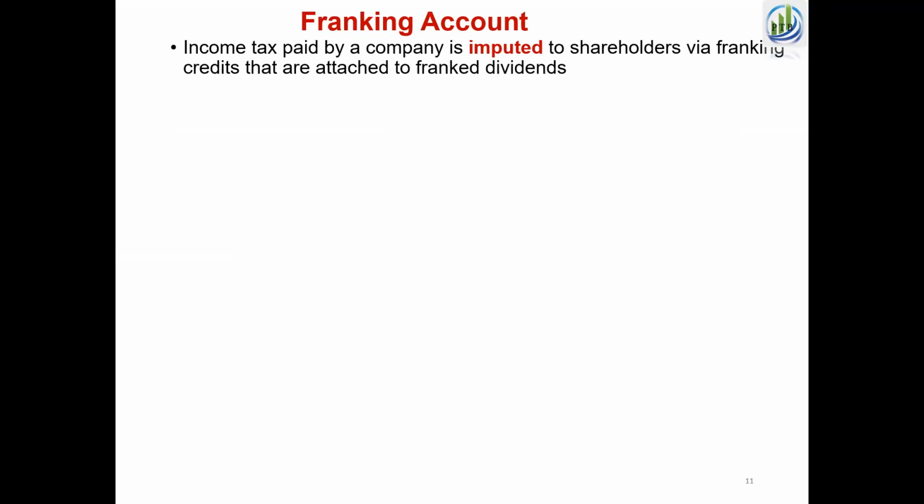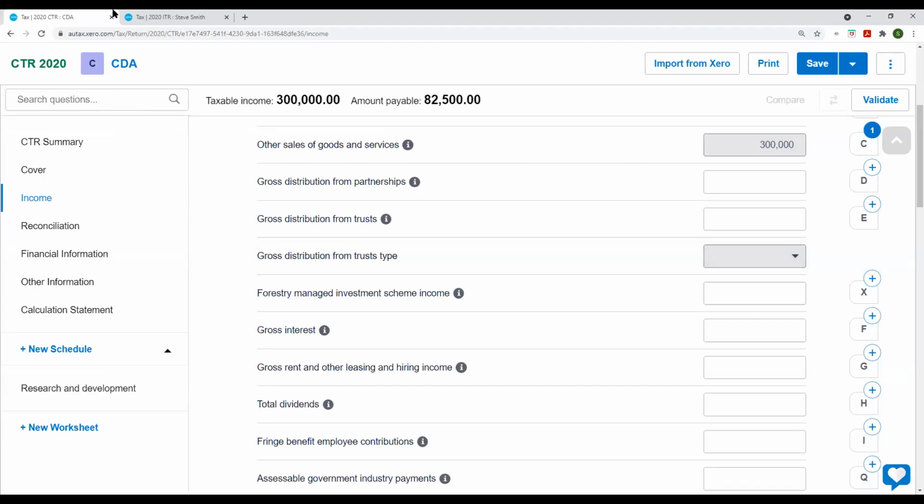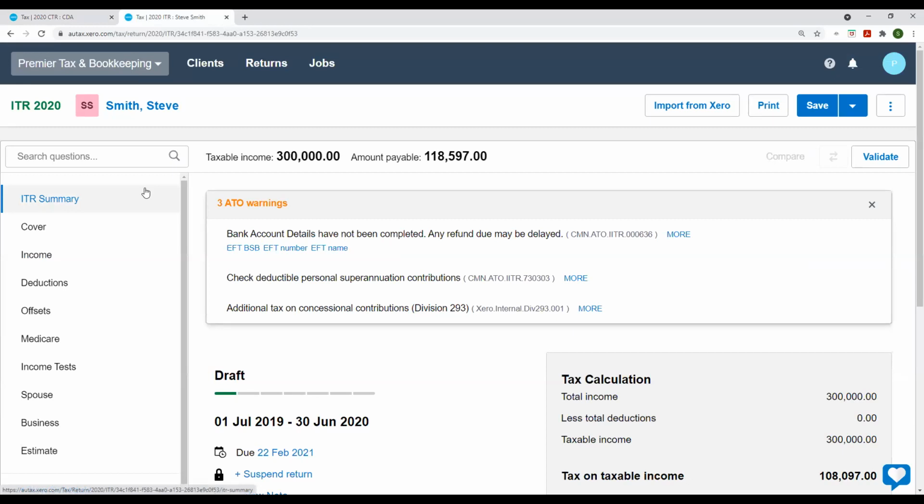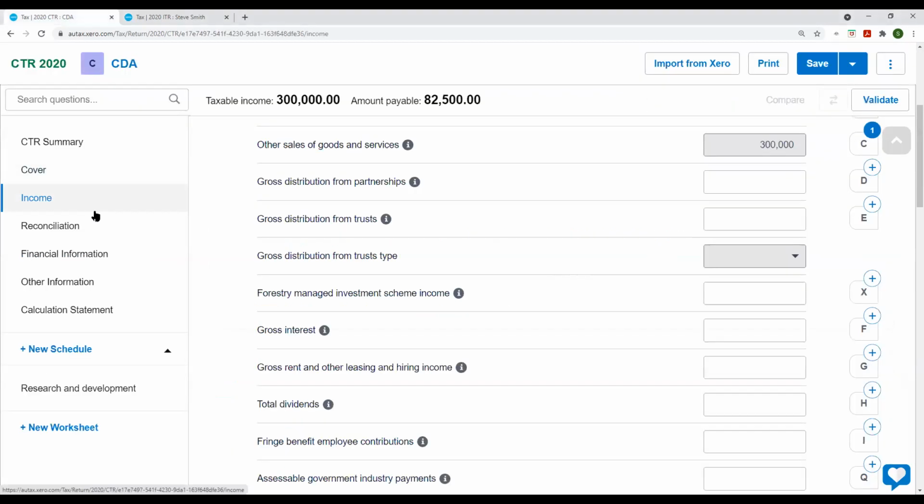We'll go to our tax returns. Here it is. Assume that your client Steve Smith is running a business and his taxable income is $300,000. He put it in the tax return and he got $118,597 as his tax component. He comes to the accountant and says, hey, I'm paying almost one third of my income as tax. Can I go some different way? Yeah, we can go with a company and pay less tax, right?